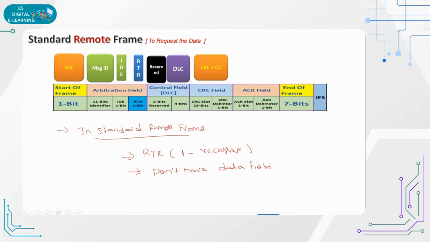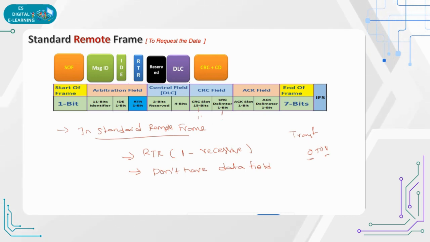And next we have an acknowledgement field. In the acknowledgement field, we have the acknowledgement slot and delimiter. Whatever the bits, it will be 15 bits, and this will be the 1 bit. So as I told you, when we are transferring the data, during the transmission, it is changing from 0 to 1 when you are sending the data.